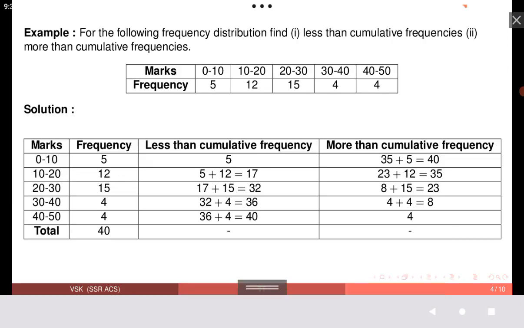Now there is no need to write this as an addition. You can directly write 5, 17, 32, 36, 40. Here also you can write 4, 8, 23, 35 and 40 directly. No need to write this in summation notation if you don't want to. This is only to explain how we will find it.